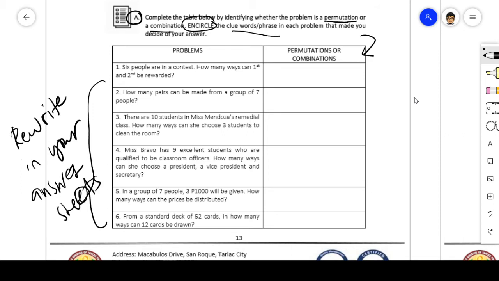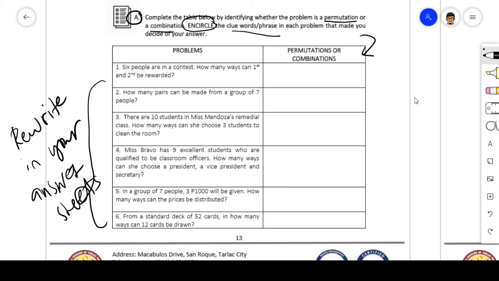Okay. Now, let me do number 1 and then you will do the rest. For number 1, 6 people are in a contest. How many ways can first and second be rewarded? Again, 6 people are in a contest. How many ways can first and second be rewarded? So, let's analyze the problem. Does the problem suggest permutation or combination?